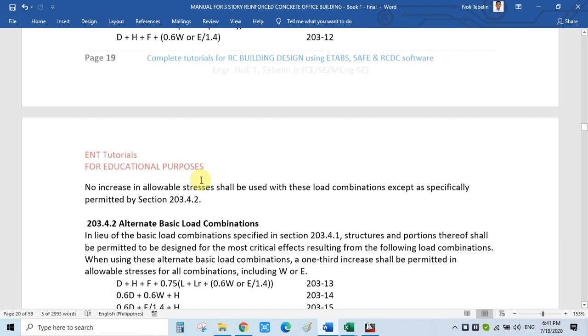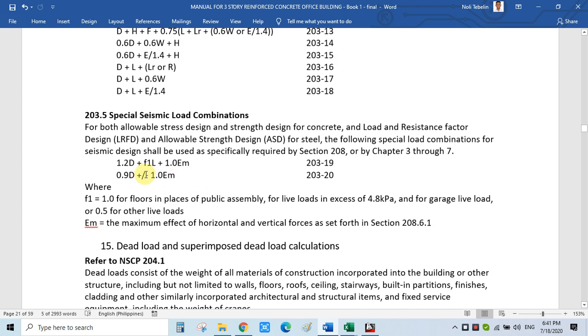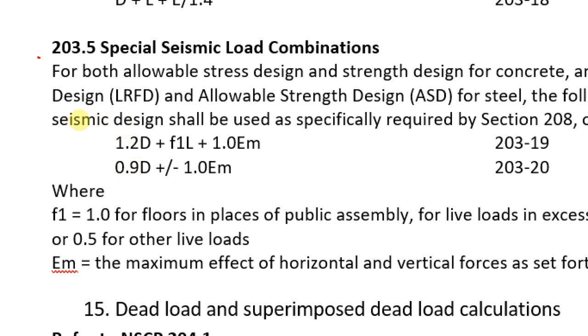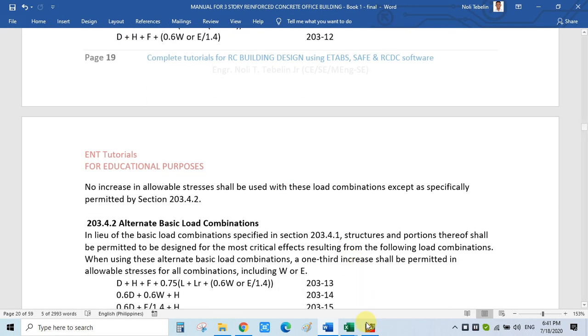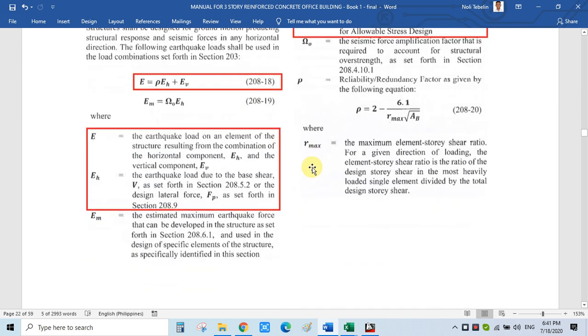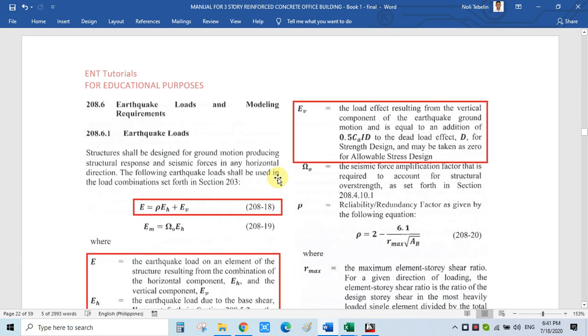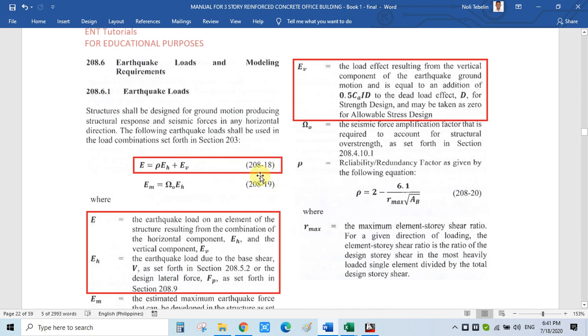Ang mangyayari dito sa load combinations na to, i-add natin dito yung vertical effect ng earthquake. So, kaya dito, papakita ko lang dito sa NSCP 208.6 earthquake load and modeling requirements. So, meron tayo dito ng earthquake force equivalent to rho EH plus EV. So, yung EH is for horizontal and EV is for vertical. Okay? Then, ito yung value of EV.